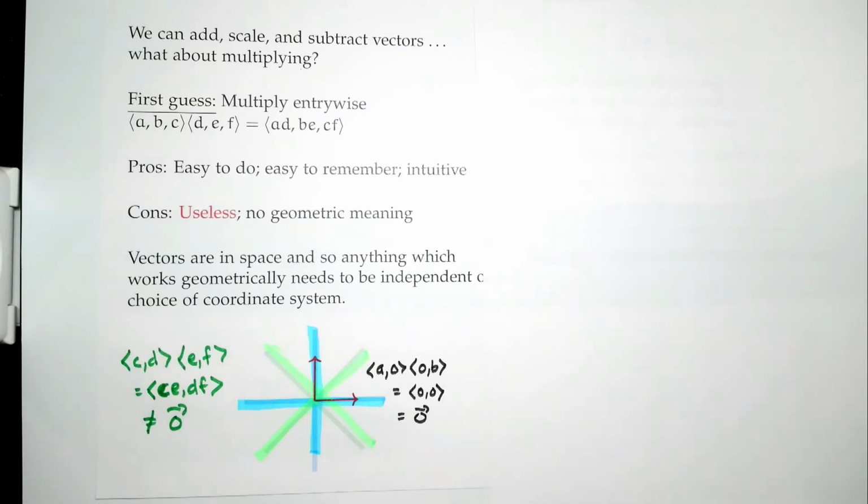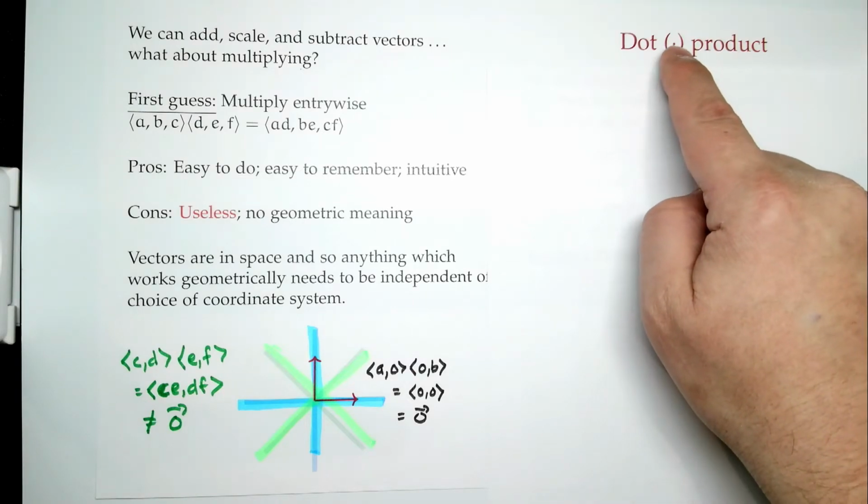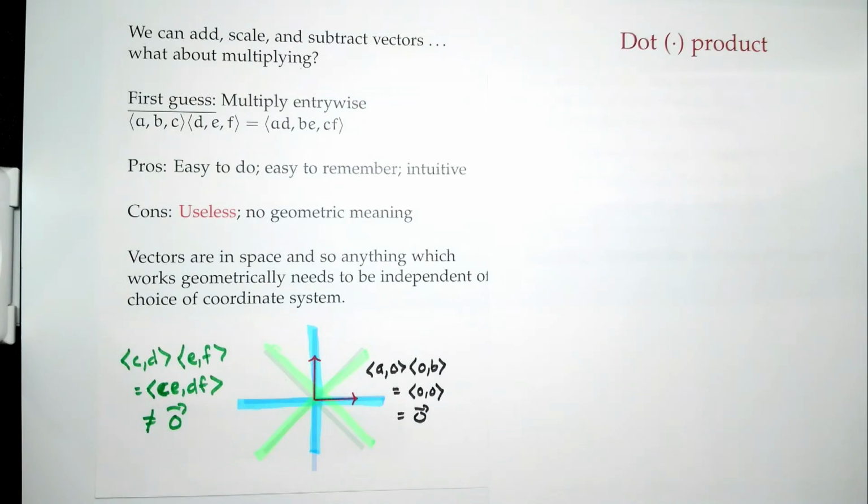All right. Well, all is not lost. There are products that do work, and we're going to talk about them. So today, we're going to talk about one of two. It's called the dot product, and its name comes from the symbol. You'll notice it's a dot. So if you see a dot, that's the dot product.